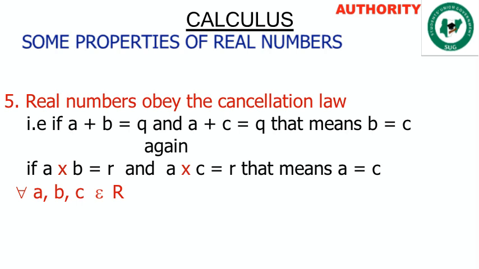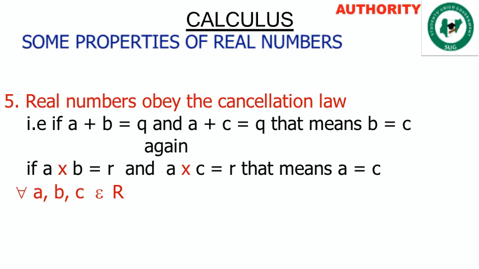Alright? Now again, under multiplication, if you say that A multiplied by B is equal to R, and A multiplied by C is equal to R, that is to say there is a number, let's call this number B, that when you multiply it by A, it will give you R. And there is also another number, C. Now, when you multiply this number by A, it will still give you R. That means that B is equal to C. Okay? You get what I'm saying?